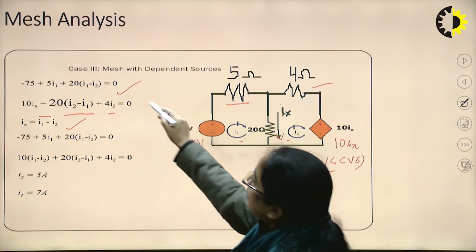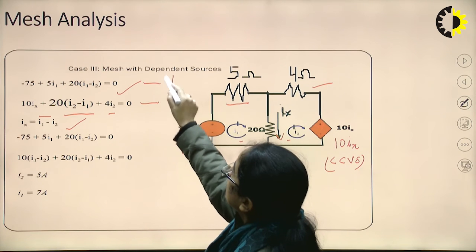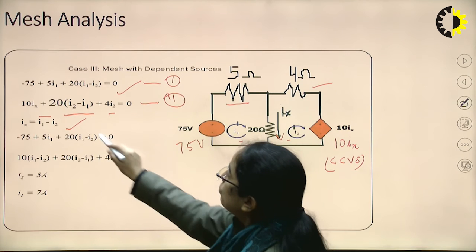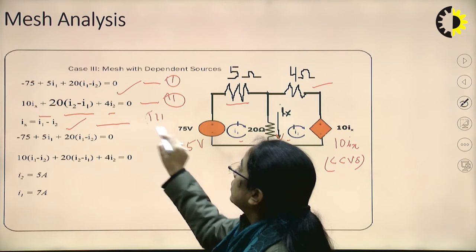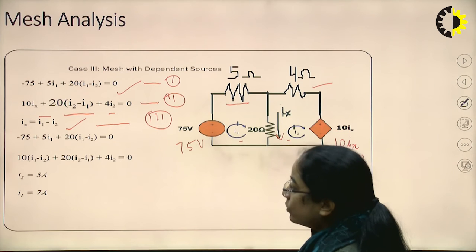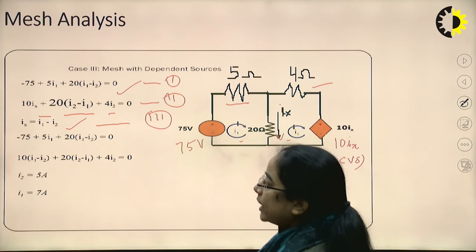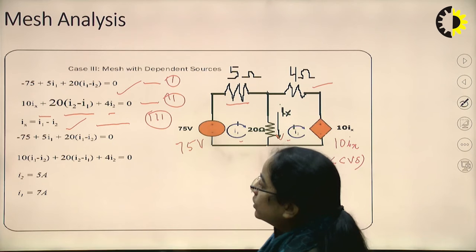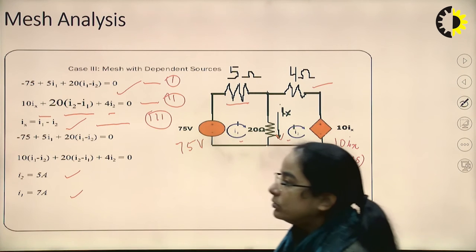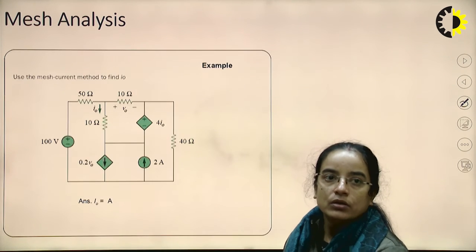Okay, so now we have equation number 1, equation number 2, and equation number 3. So we have 3 equations and 3 unknowns, I1, I2 and Ix. We will solve these and we will get the solution.